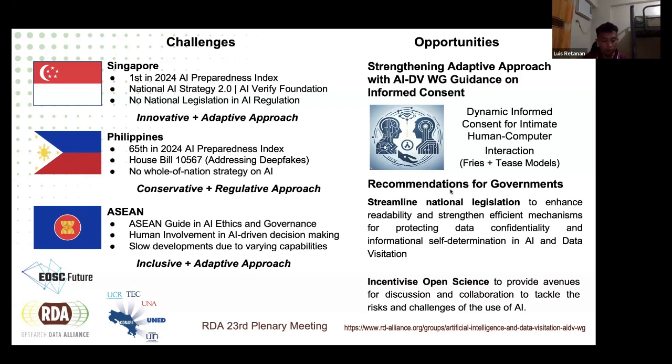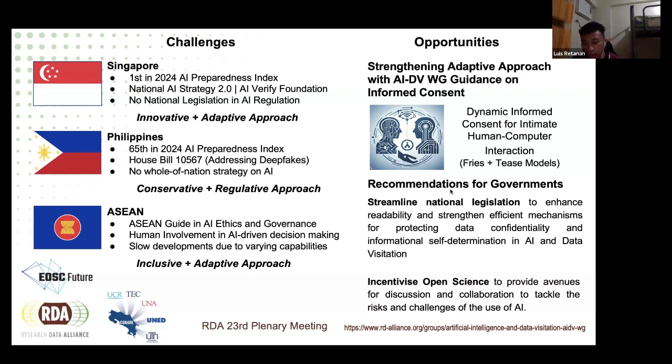In terms of our deliverables, our informed consent guidance aligns with and could further contribute to this adaptive approach, enhancing human-computer interaction in AI. This guidance is built on Fry's and T's models, and it ensures users stay aware, engaged, and in control. To achieve this, informed consent must be embedded not only in the policy, but also at the technical level, seamlessly integrating with fast-evolving AI technologies.